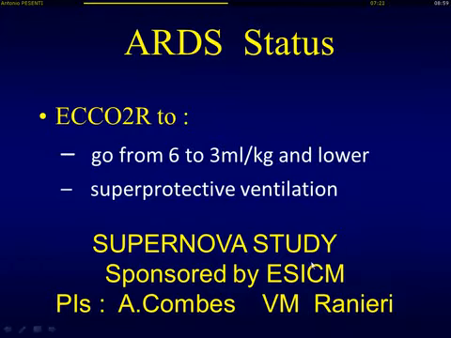And this is the Supernova study. It's a study that has been designed by Alain Combe and Marco Ranieri to assess the effect of ultra-protective ventilation in ARDS patients. The study is right now in its pilot phase at low blood flows, and we will see what comes out.